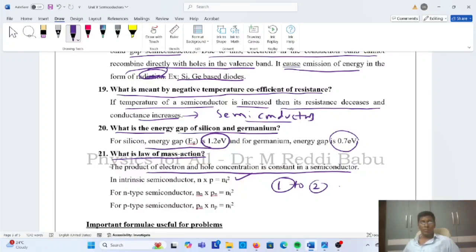In the upcoming session, I will discuss the next previous unit, that is unit number 4. Unit number 4 means quantum mechanics and free electron theory of conductors. I will discuss 2 marks questions in this unit 4.